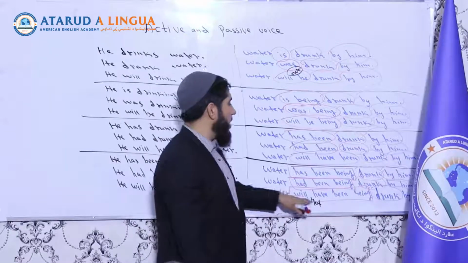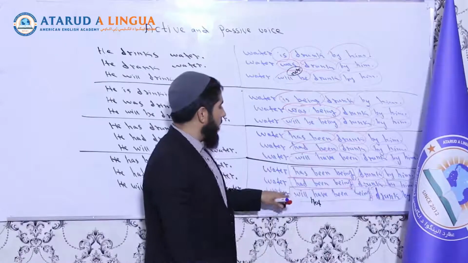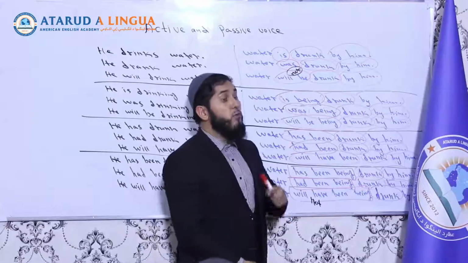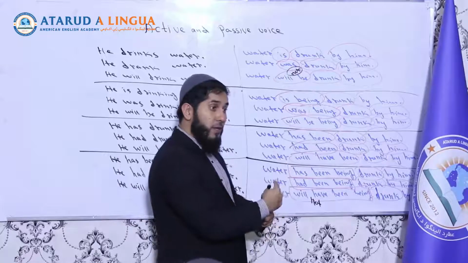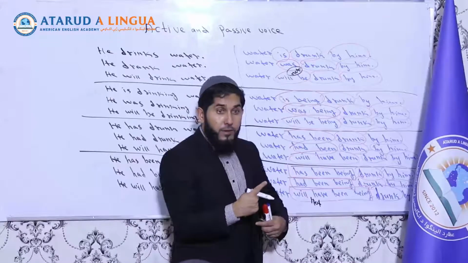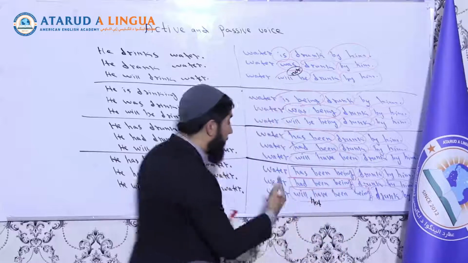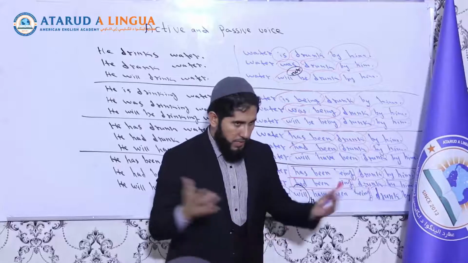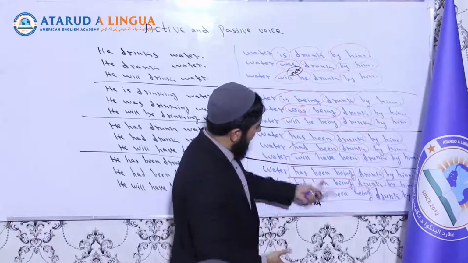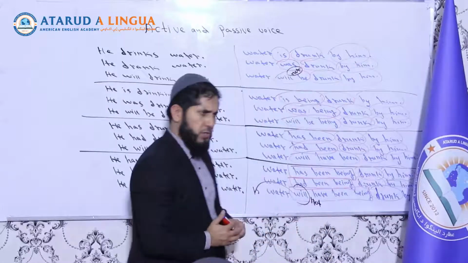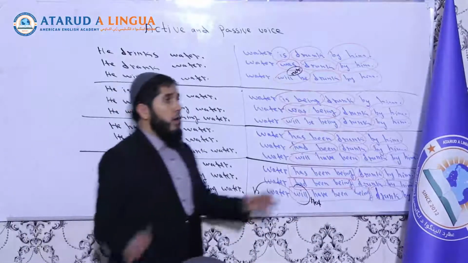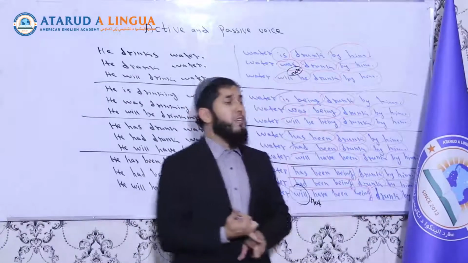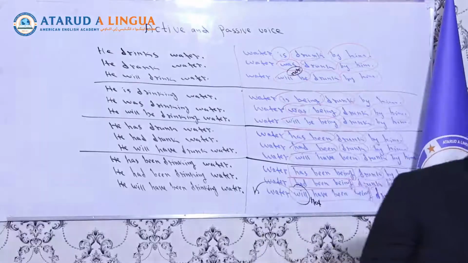So, water will not have been being drunk by him, or water won't have been, you can use the short form. Understood? That's very important. And if you want to make it interrogative, what you do, you bring the first auxiliary before your subject. You got it? Pretty easy, right? So, will water have been being drunk by him? Understood? Okay.